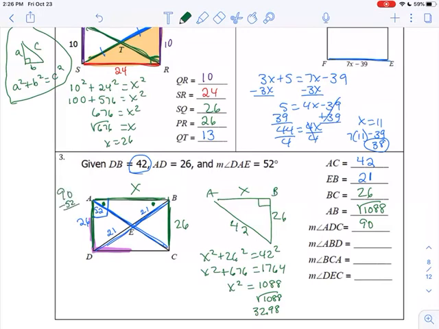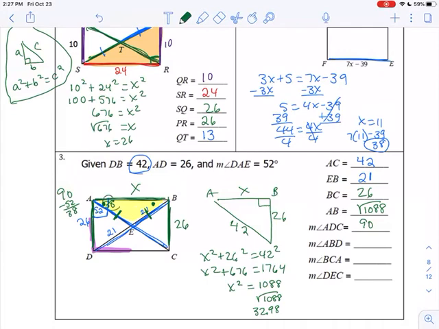Here's the deal. Let me find this angle right here. Let me find angle BAE. All right, BAE. Remember, this is 90, so 90 minus 52 is 38. So this angle here on the top left is 38, and this, let me just shade it in for you, this is an isosceles triangle.